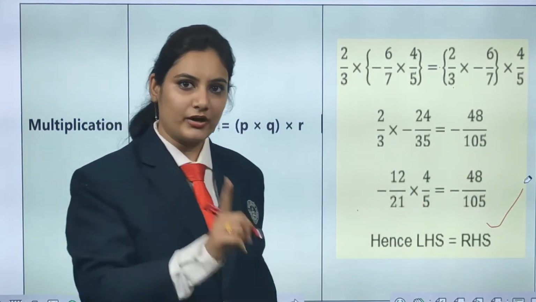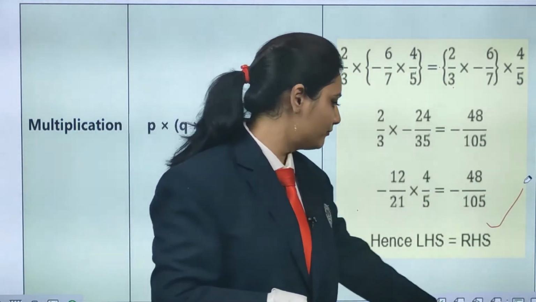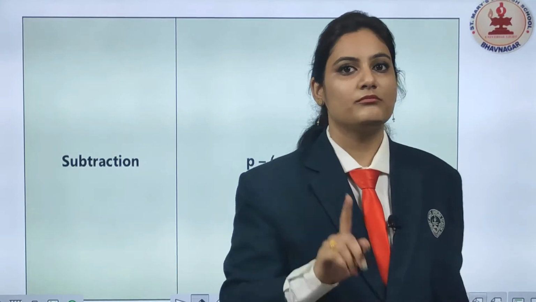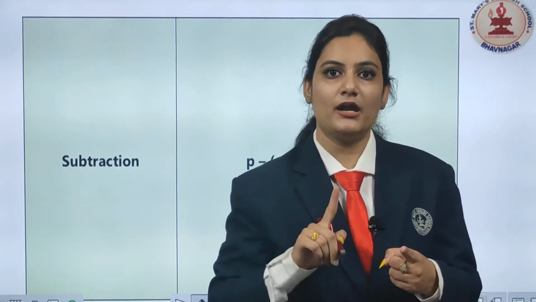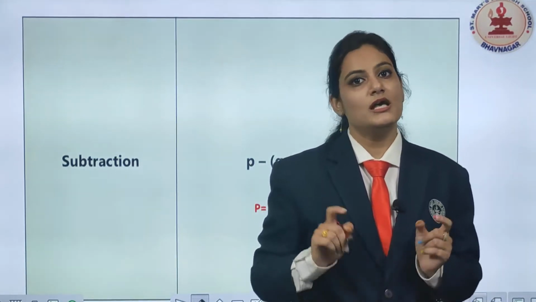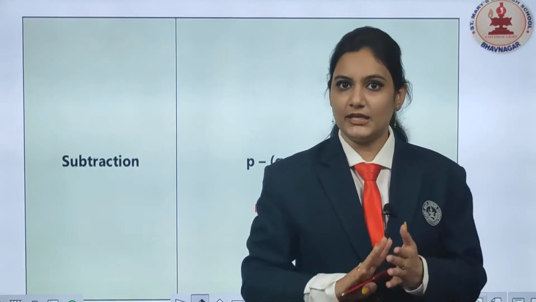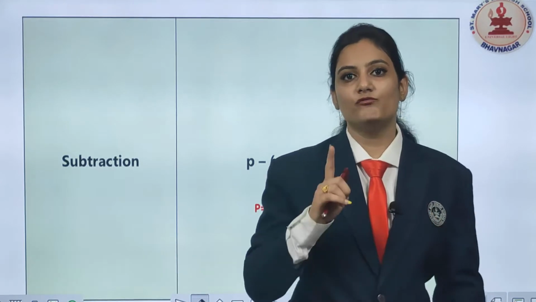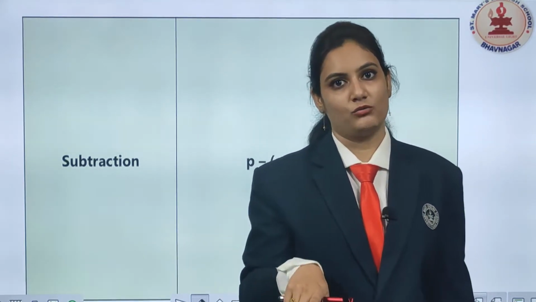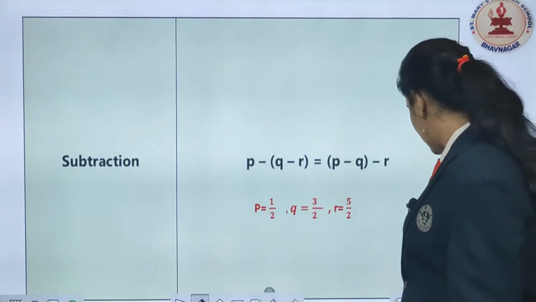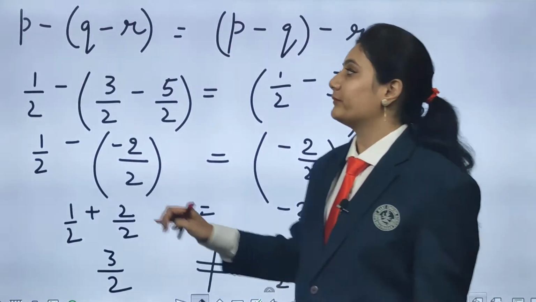Now let's see the subtraction and the division. Okay children, subtraction. Same method, instead of the addition and multiplication sign, we will keep the subtraction sign and we will check for the 3 numbers. We will take any 3 numbers. Okay, I have taken 1 by 2, 3 by 2 and 5 by 2. So, we will see how it is happening.